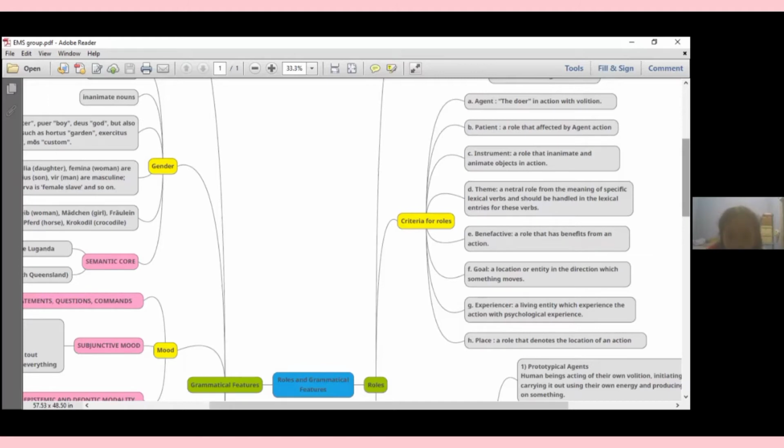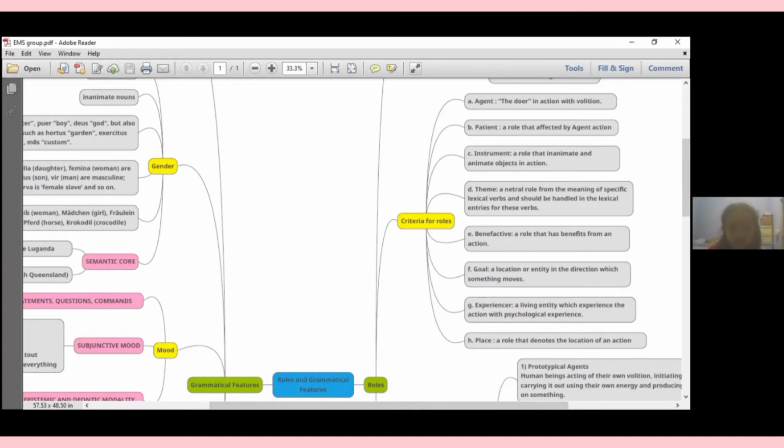And the next one is benefactive, a role that has benefits from an action. Benefactive is signed by for. For example, Captain Wentworth recovered the property for Mrs. Smith. The next one is goal, a location or entity in the direction which something moves. Goal is generally signed by to. I went to Jakarta last week. So the location and the goal is Jakarta.